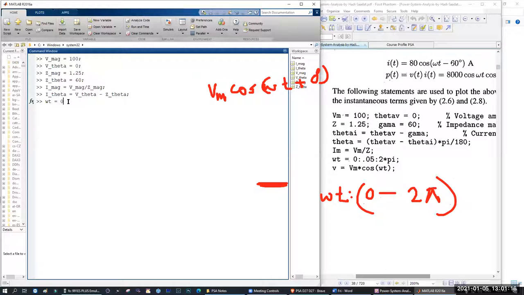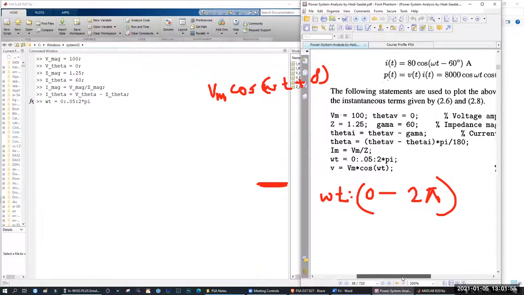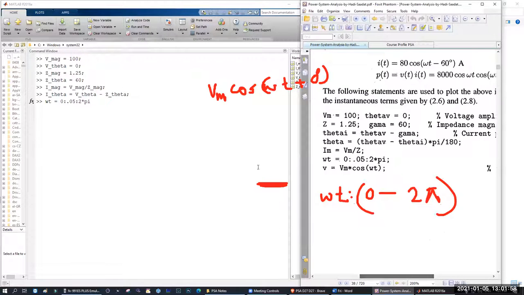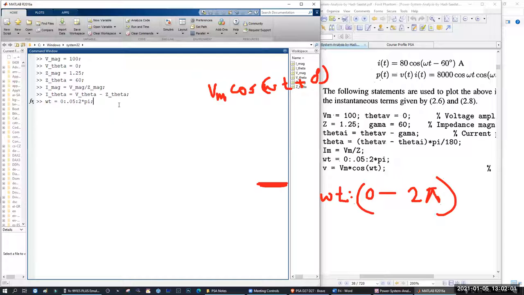So omega t is 0 colon 0.05. That means this is the step. That means 0, 0.05, 0.10, 0.15, something like that. This is how this will propagate. This is the minimum value. After this value, they will take another value. You can actually keep it as 0.1. That time, the graph will be smoother. But we do not need it. We'll let 0.05 colon 2 into pi. Pi means you know it already, right? MATLAB already knows the value of pi. Okay, that is omega t.